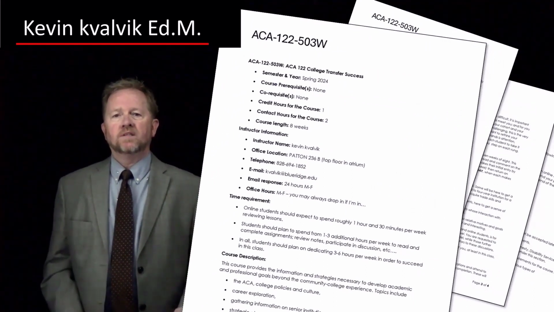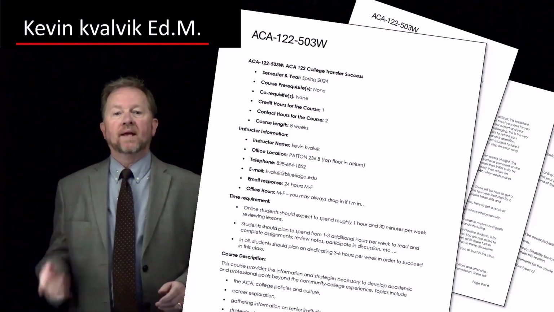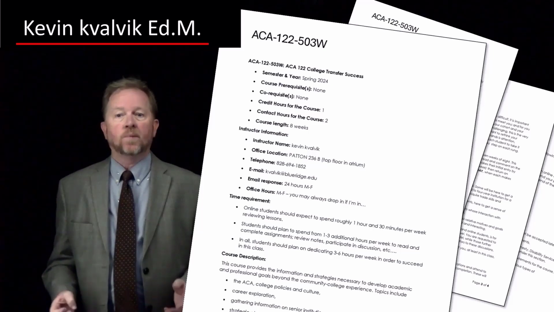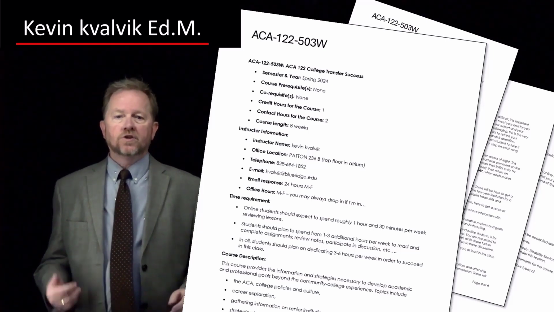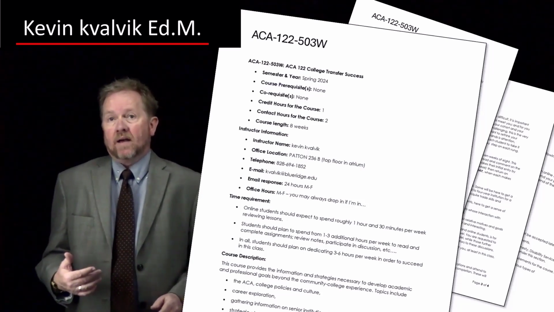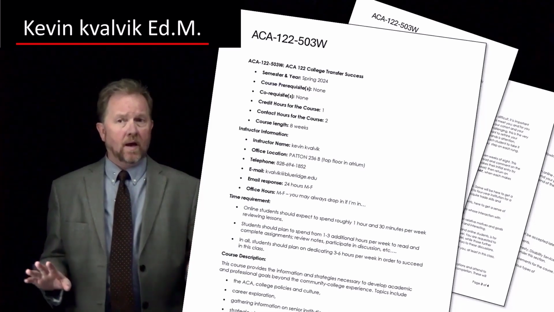Online students should expect to spend roughly 1 hour and 30 minutes per week reviewing lessons. Students should plan to spend 1 to 3 additional hours per week to read and complete assignments, review notes, and participate in discussions. In all, students should plan on dedicating 3 to 6 hours per week in order to succeed in this class. Now, if you're getting ahead and you're really just clipping right through it, well, that's great.